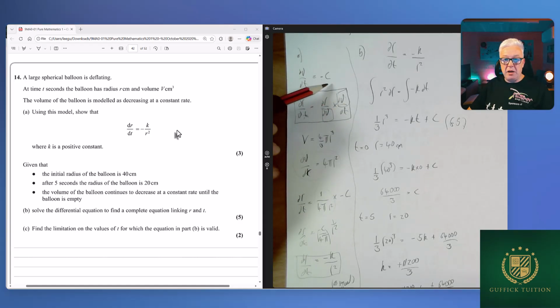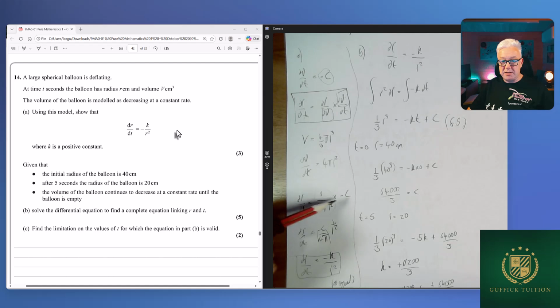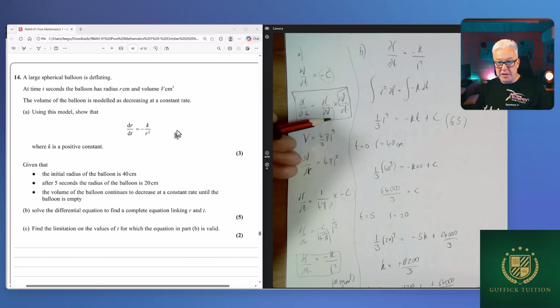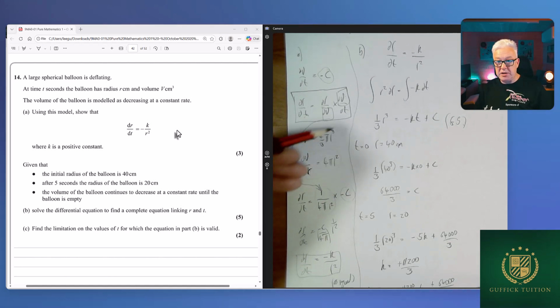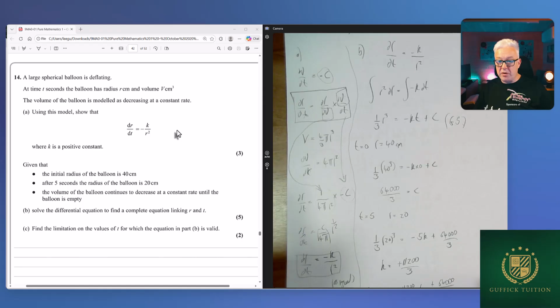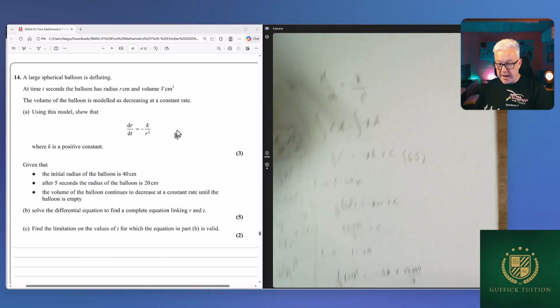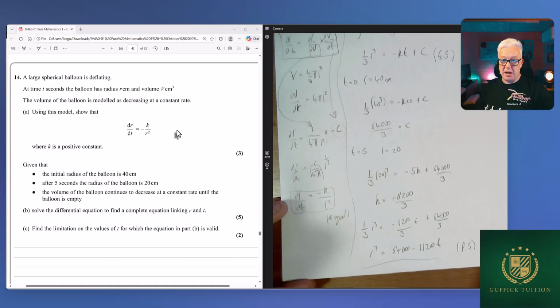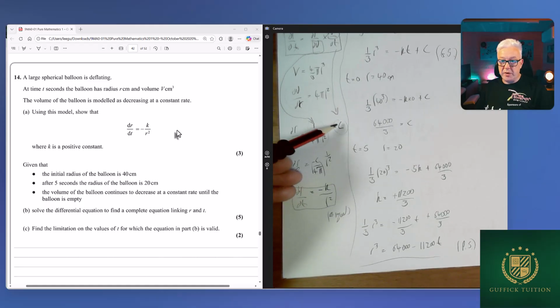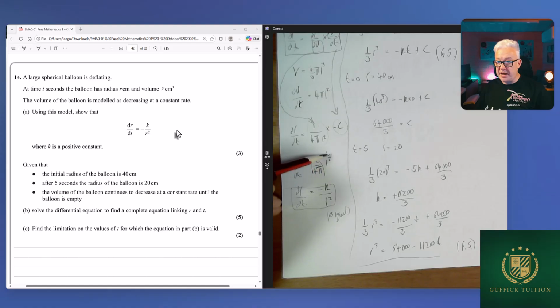dV by dt we've got as being minus c, so we can put that in there. So we've basically put these two results into our expression, and we've now got an expression for dr by dt. Now we can group together these bits and change the order in which they're written. We can bring that over there and just think about this 1 over r squared as being separate.